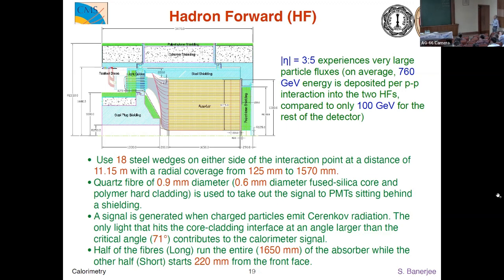They either cover the entire length, or start 22 centimeters away from the front. Apparently, the electromagnetic showers will die out after about 24-25 centimeters. So the long fibers will see the entire shower, whereas the short fibers will only see the hadronic component of the shower. Utilizing that, we can try to estimate the electromagnetic energy and the hadronic energy separately. So that was the whole idea for the design of the forward hadron calorimeter.